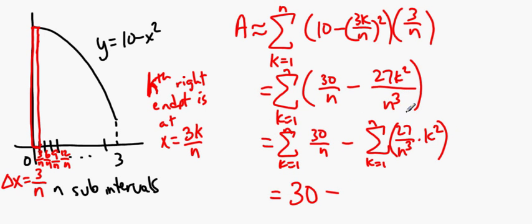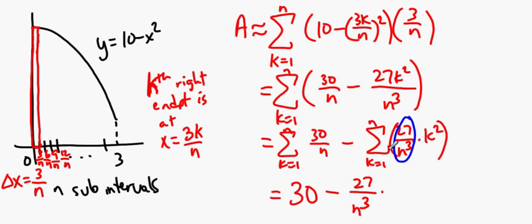Now let's come over here. Well, what have I got? I've got a constant 27 over n cubed. Remember, n is the number of subintervals we use. That's a constant. And 27 is a constant, so that can pass right through the semi-permeable membrane.